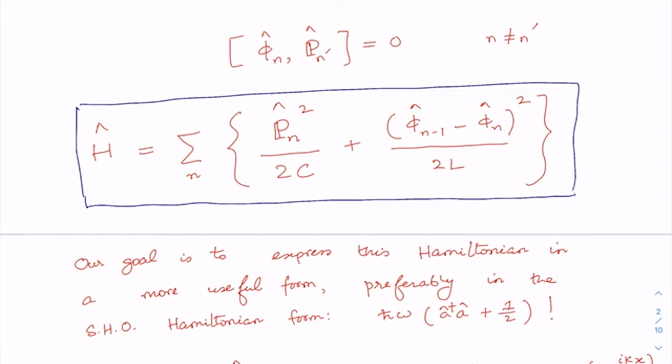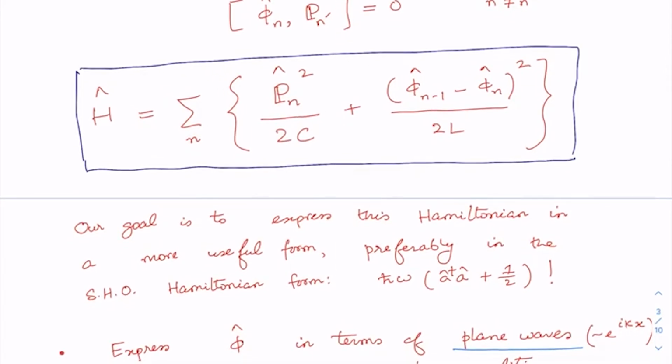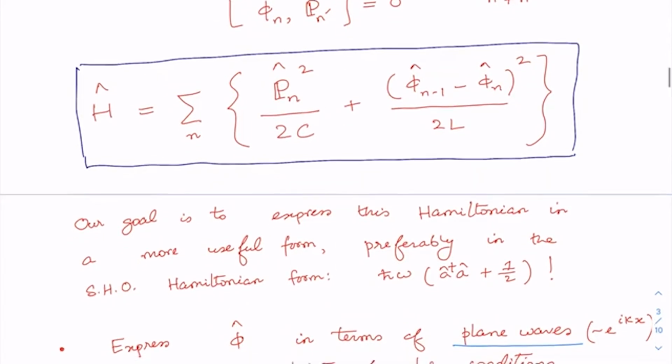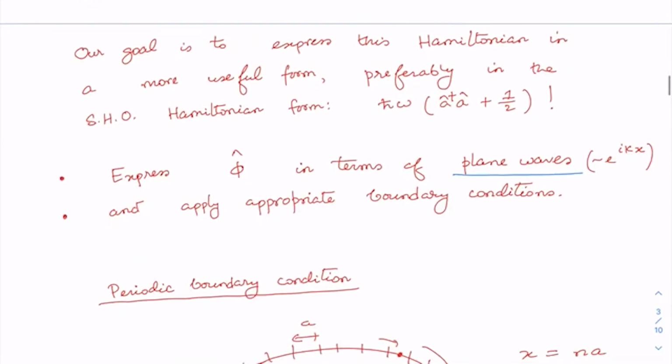But our goal is to express this Hamiltonian in a more useful form. We want it to be in the form of a simple harmonic oscillator Hamiltonian. Therefore what we do next is write the magnetic flux in terms of plane waves. Plane waves are the normal modes of the system, and then we apply appropriate boundary conditions.